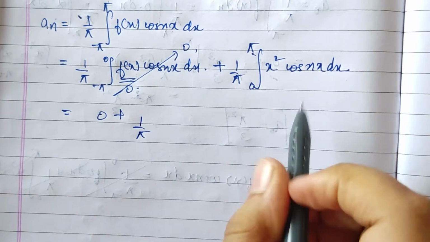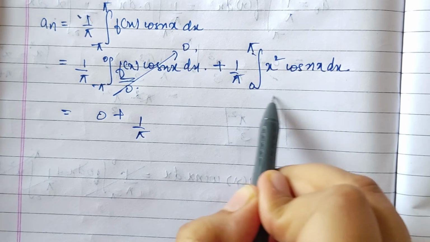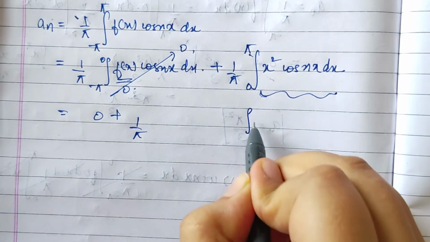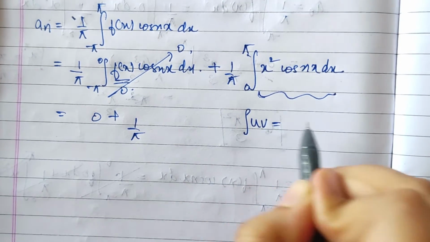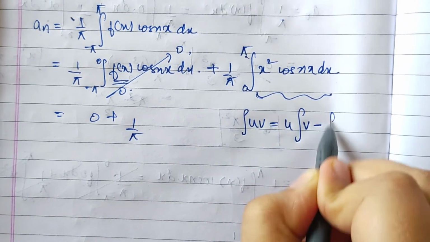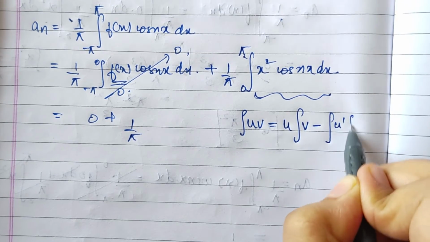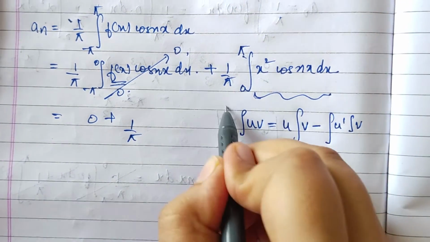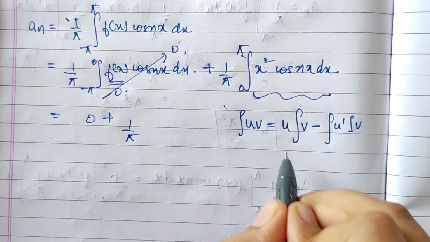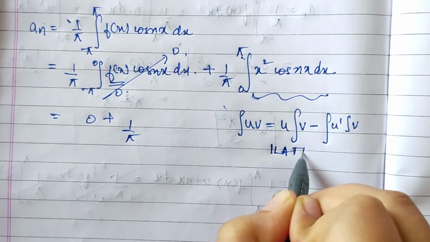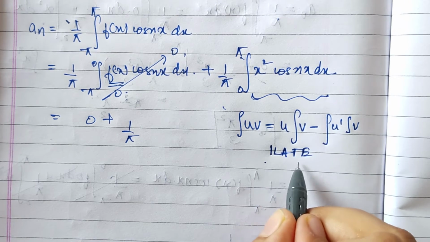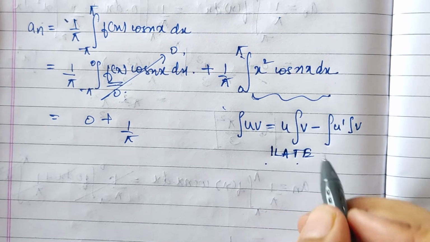Plus 1 by pi. We will be using the UV rule for this. Right? What is that? Integral of u into v is equal to u into integral of v minus integral of u dash into v. Yes, this you would have studied in your 12th grade. So we will be using the Euler rule. That is nothing but integer, logarithmic, algebraic, trigonometric and exponential.